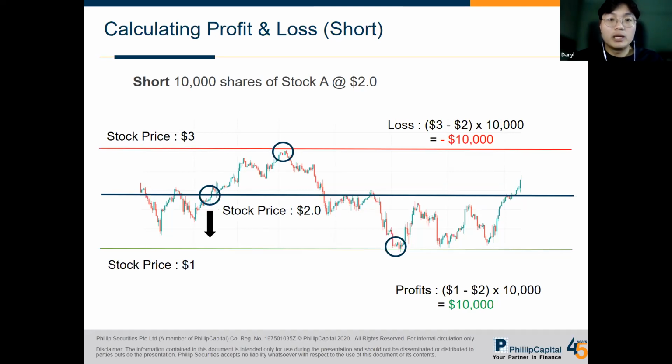Likewise, if we are in a short position, in order for us to profit, the stock must go down. So using the same example, where it goes down to $1, we'll be profiting $10,000. When it goes up to $3, we'll have a loss of $10,000. Literally the opposite of long.